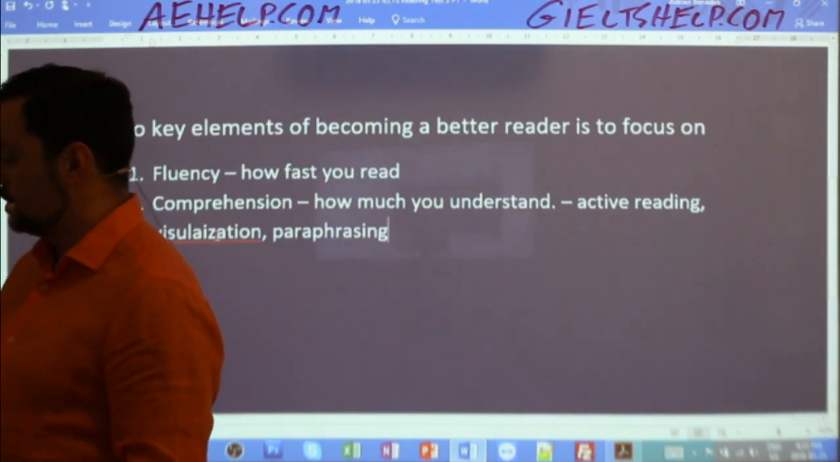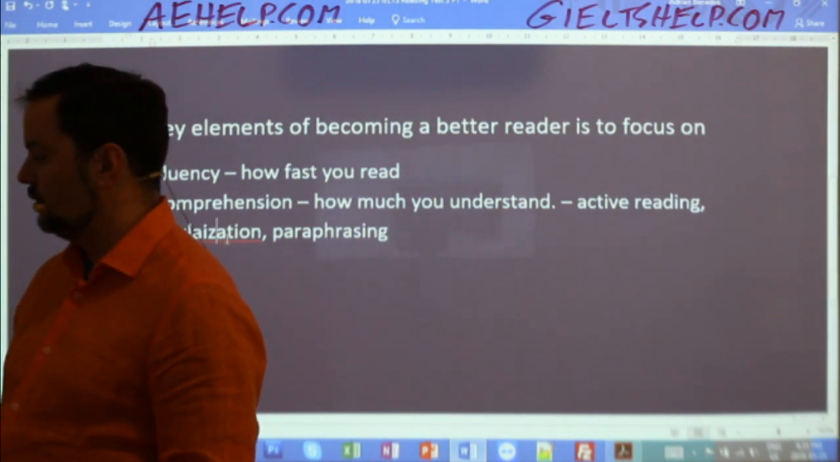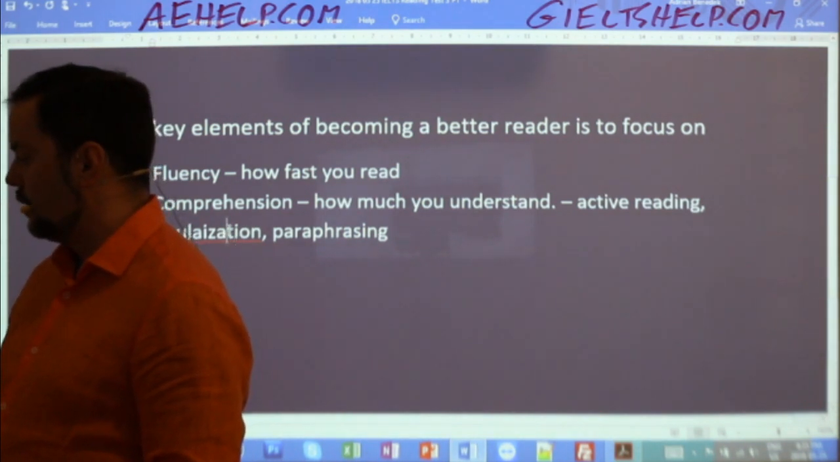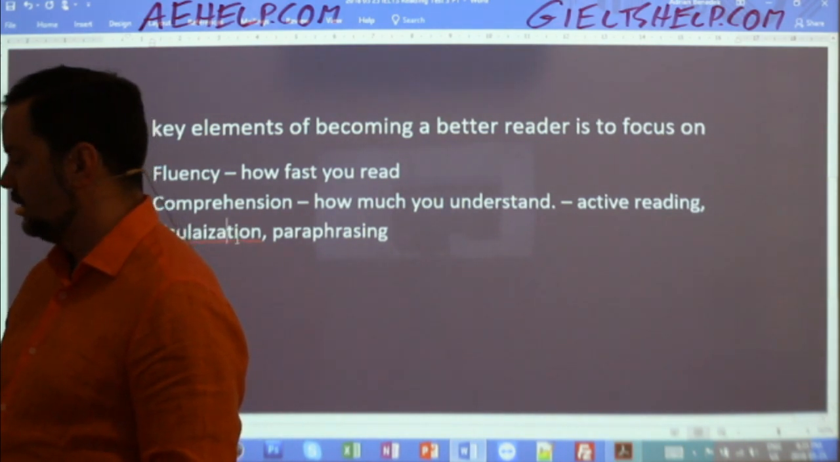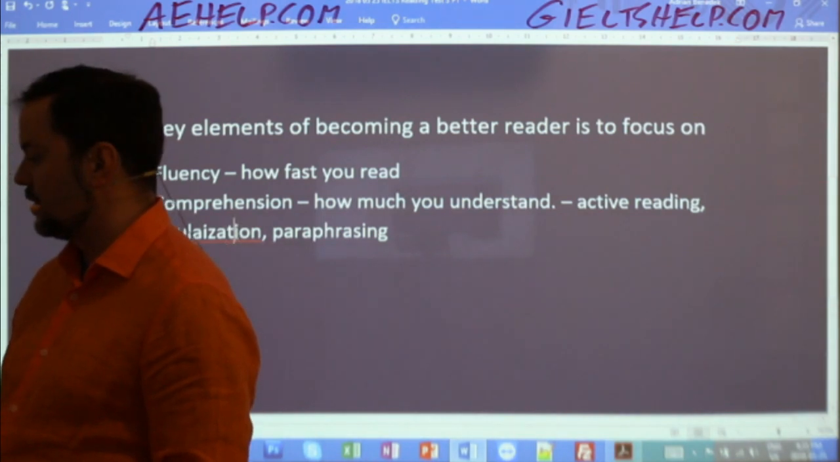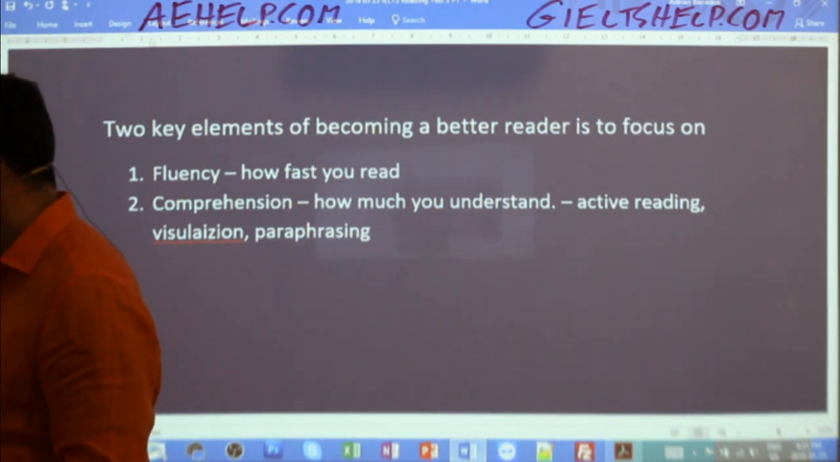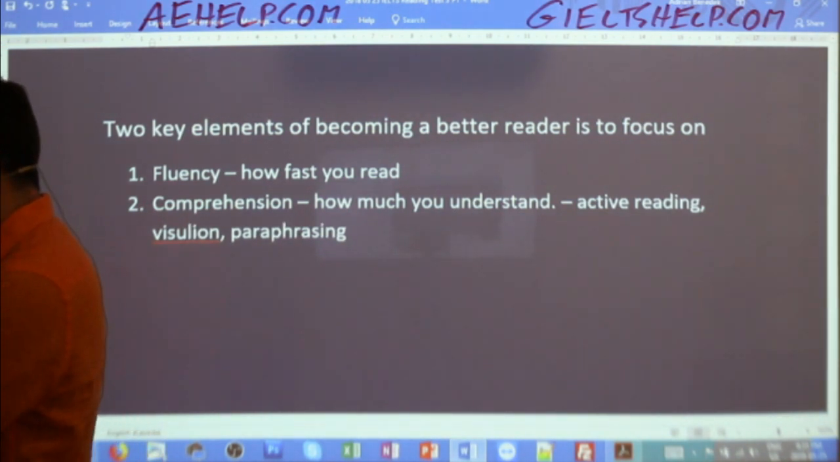Now, what a lot of students do is they try to learn both together, okay? So what a lot of students are doing is that they're trying to increase their fluency and their comprehension at the same time. Let me just correct that.